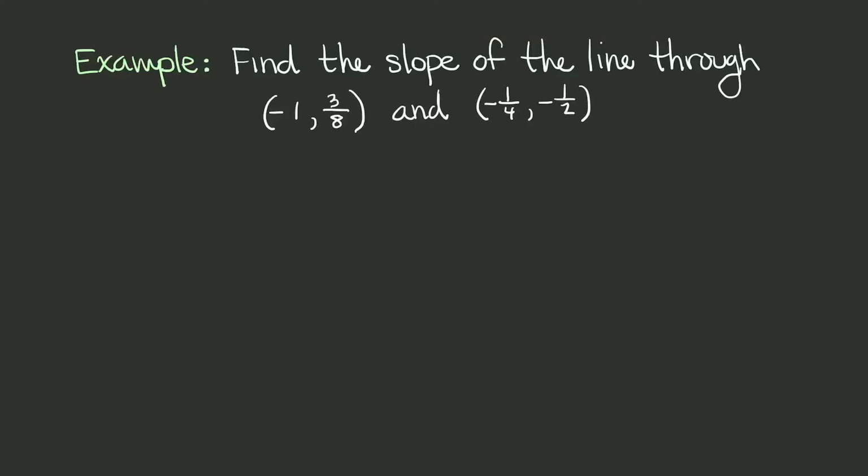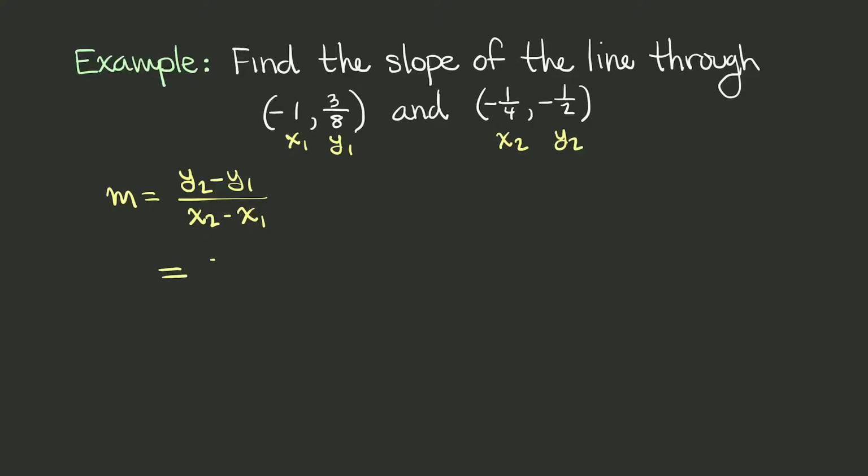In this video, we'll practice computing the slopes of lines that pass through points that have fractional coordinates. For example, here we're supposed to find the slope of the line through -1, 3/8 and -1/4, -1/2. We know that our formula is going to be that we take y2 minus y1 over x2 minus x1. So here we have x1, y1 and x2, y2.